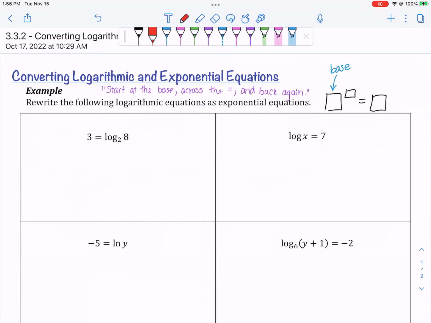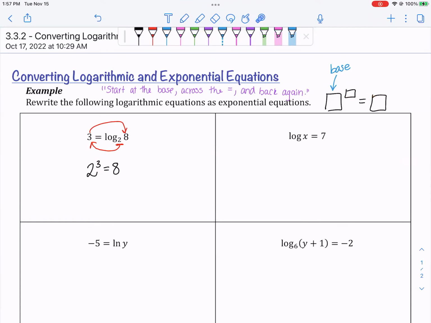So I'm looking to fill out blank raised to the blank is equal to blank. So start at the base. The base is 2. So we have 2. We have just filled in this box right here. The next thing across the equals is a 3. So 3 goes in that exponent box. It helps if you've memorized that logs output an exponent. So the output of a log is the exponent. And then we go back again. So this is equal to 8.